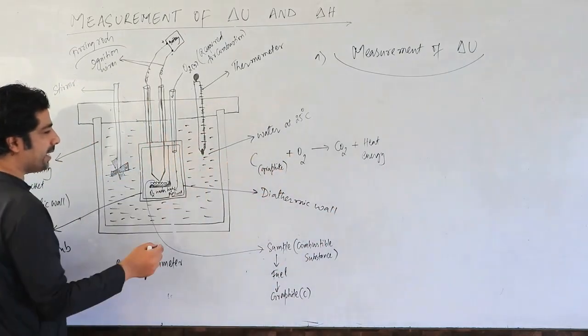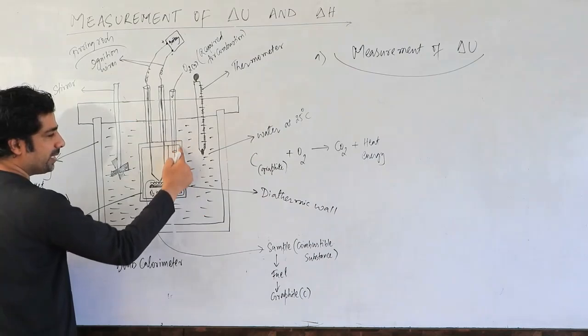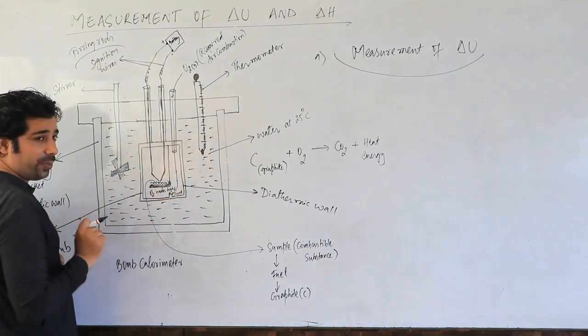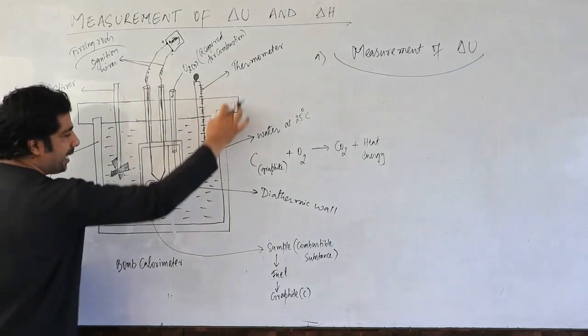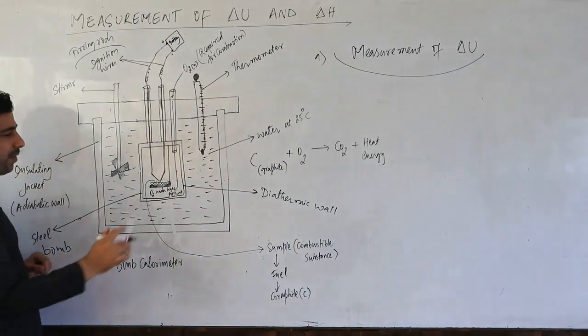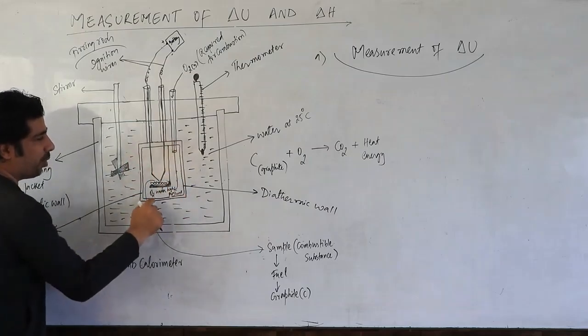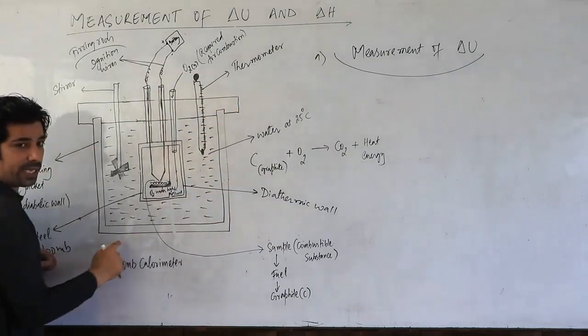So this heat energy, you know this wall is basically a bomb calorimeter. Basically this entire device is a bomb calorimeter, my dear friends. And this area is only a steel bomb. The entire thing is the bomb calorimeter.